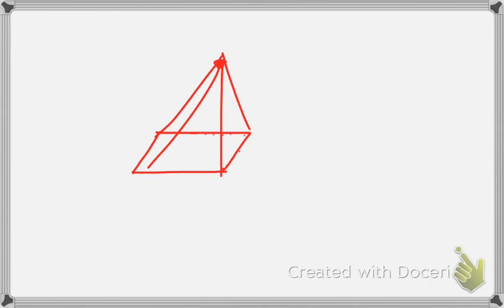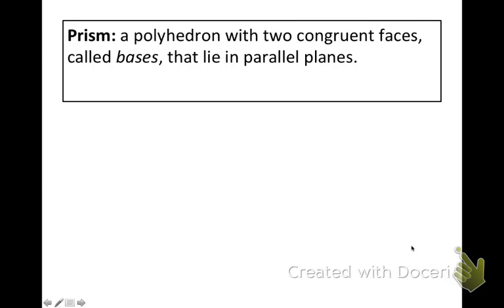So, our definition of a prism, please write the following, is going to be a polyhedron with 2 congruent faces called bases that lie in parallel planes.